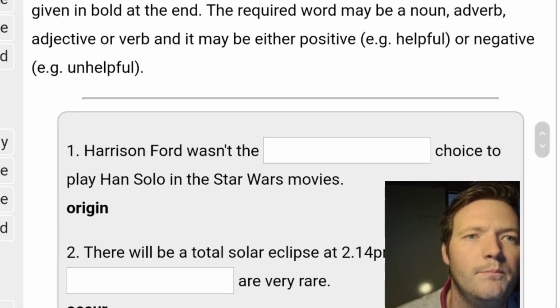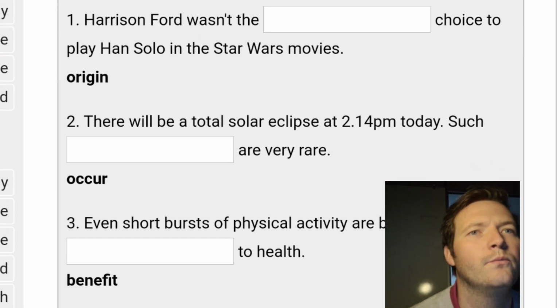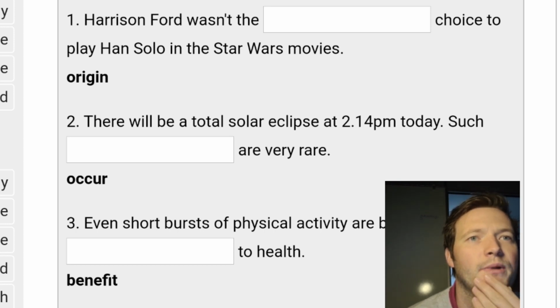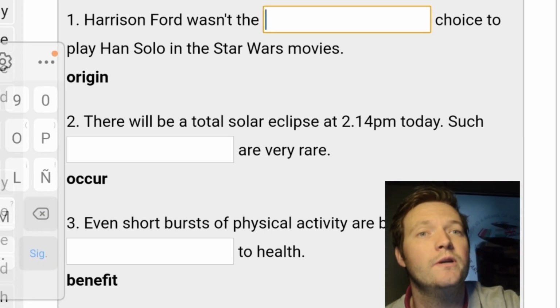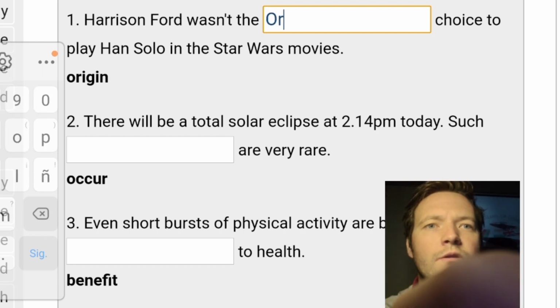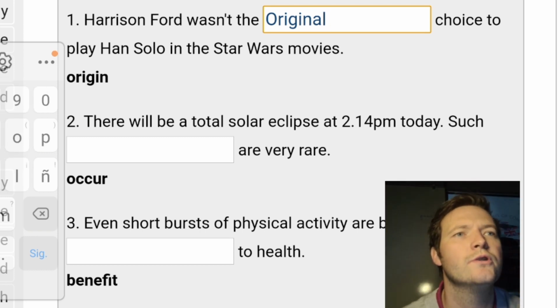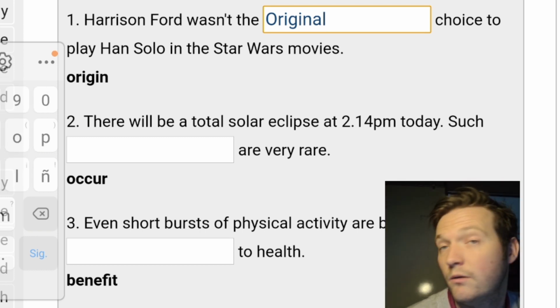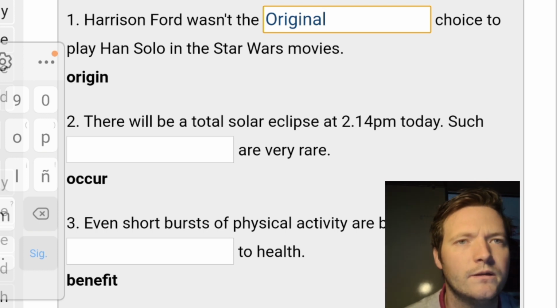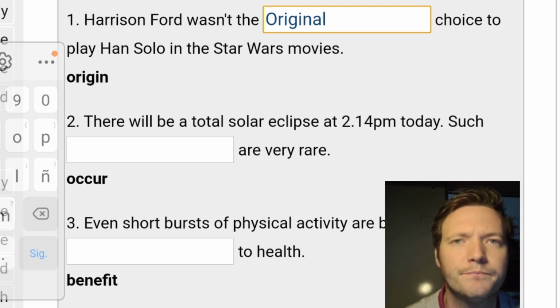Let's see. Binging on this today. Harrison Ford wasn't the original choice to play Han Solo in the Star Wars movies. No, I think he was a carpenter on the set, wasn't he? He wasn't the original choice to play Han Solo in the Star Wars movie. Yeah, I think he was. I think I heard something about him being a carpenter working on the set. Something like that.